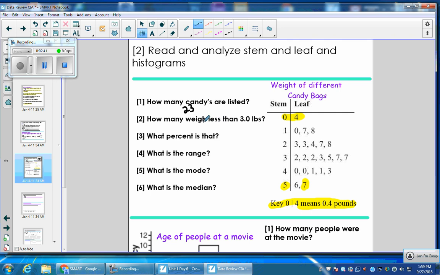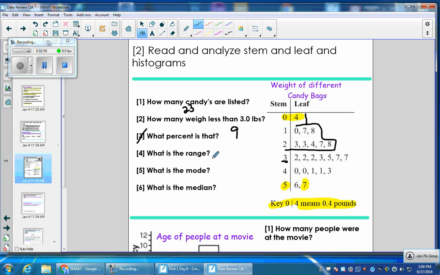We find how many weigh less than 3.0. So I go to 3. All the ones less than that would be 2.8 and below. So it's 1, 2, 3. Oops, I missed one. 4, 5, 6, 7, 8, 9 are below. Okay. We can skip number 3.